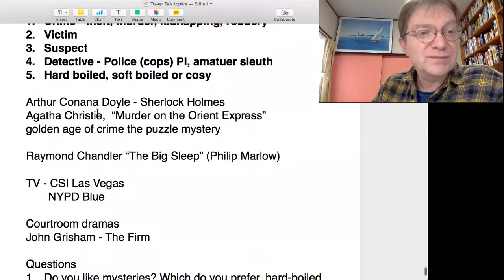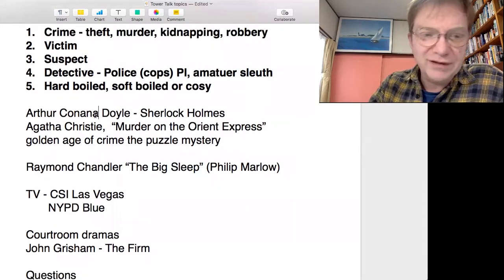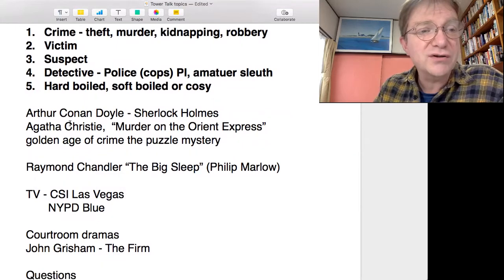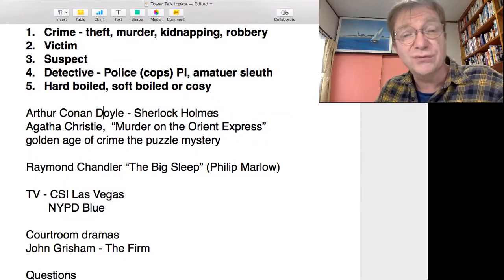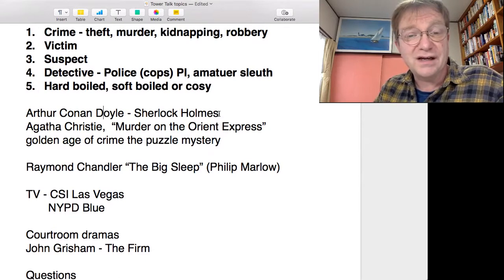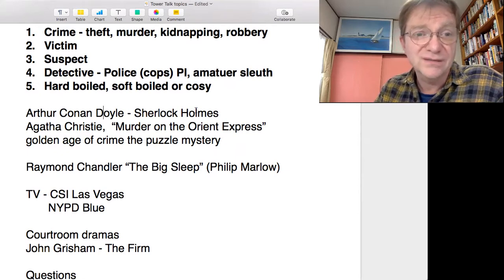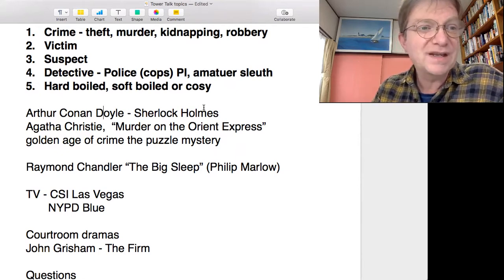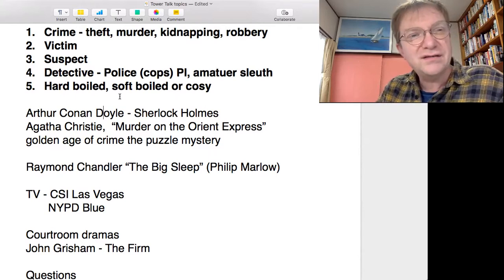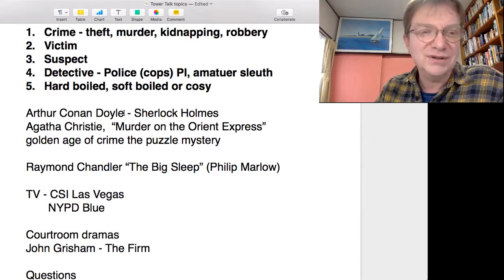So let's have a look at some examples. Oops, I've written on here, badly written. Arthur Conan Doyle is a famous author. He wrote Sherlock Holmes. And Sherlock Holmes is, I guess, an amateur sleuth. He's not a policeman. He's a detective, but the police hire him. And is it hard-boiled or soft-boiled? Kind of in the middle.